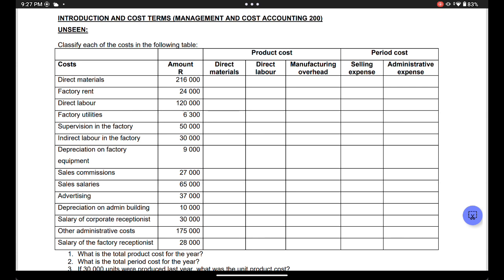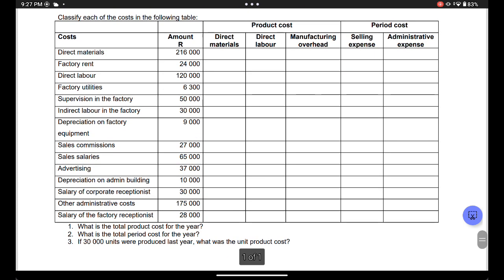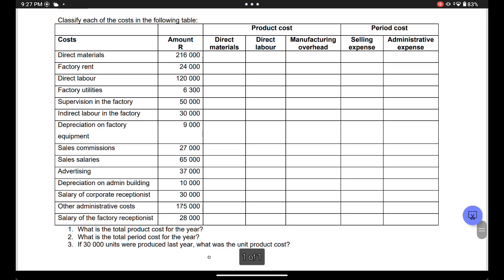This is the unseen tutorial which you will do. Obviously it's a very good example of what you need to do. There's all these things which you need to do and these questions here. Now I'm going to discuss how to do them. So let's start, right? So you got product cost and period cost.